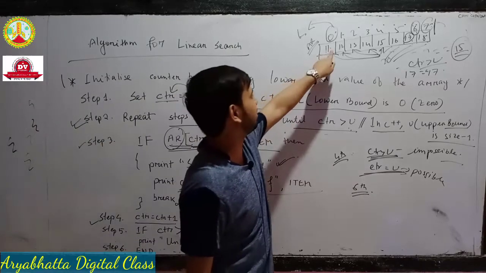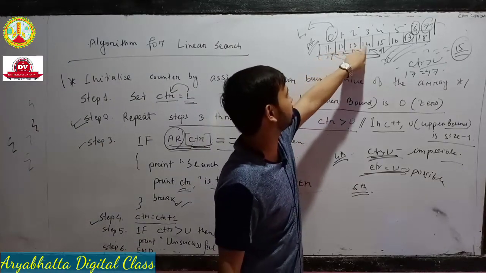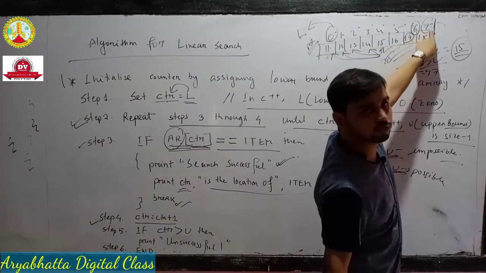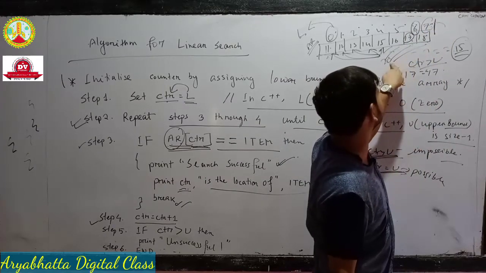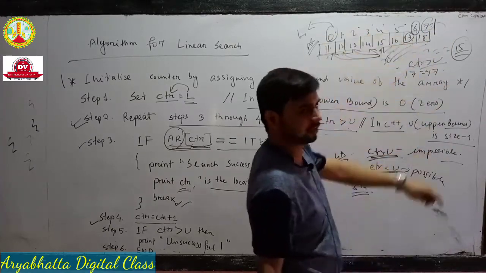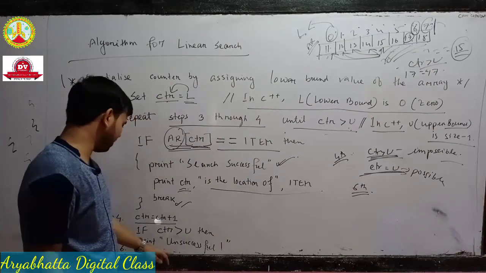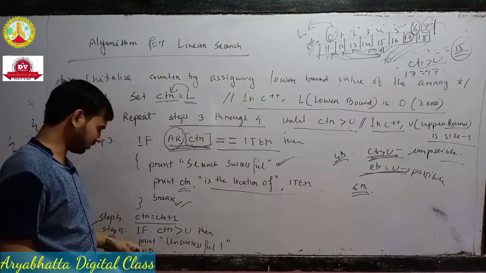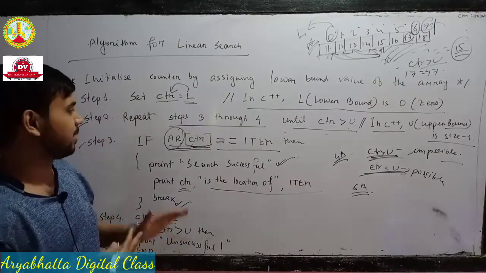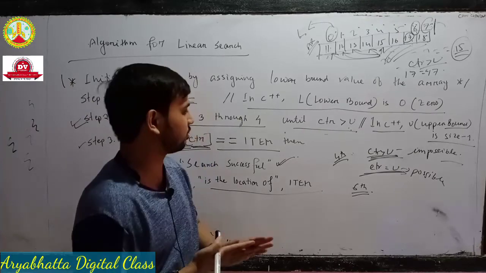20 is compared to 11, not equal; 12, not equal; 13, 14, and so on up to CTR greater than UB. When CTR is greater than UB, 20 is not equal to any element in that array. So what do you print? Unsuccessful. And the last step is end. Okay, this is the main logic. The algorithm is the main logic of the program.